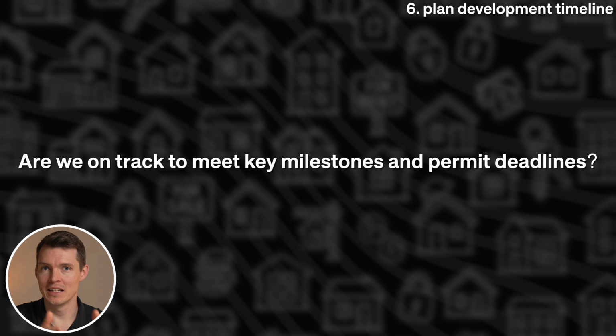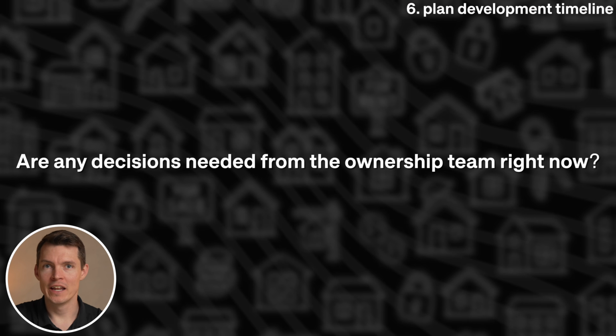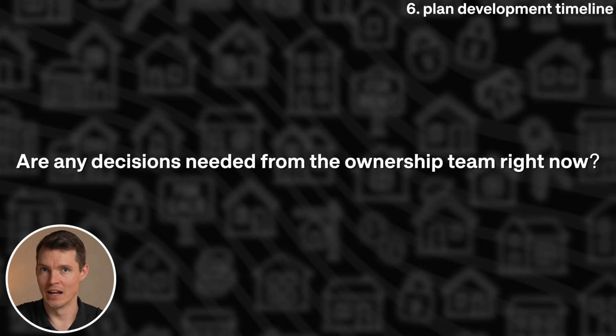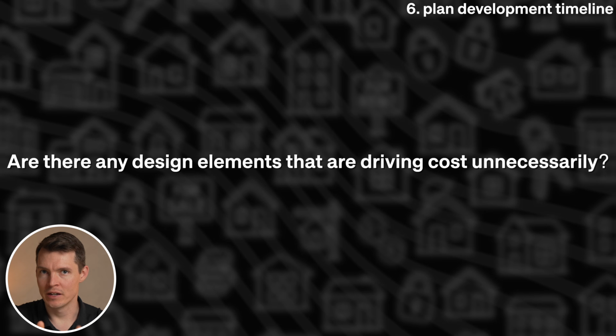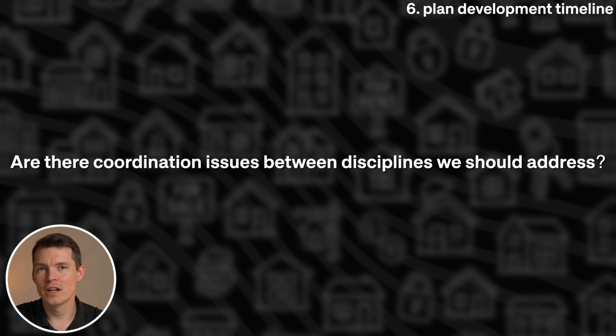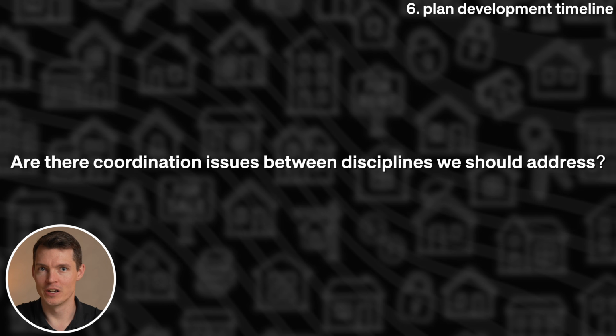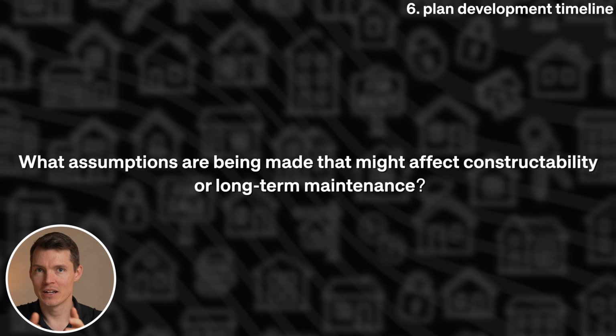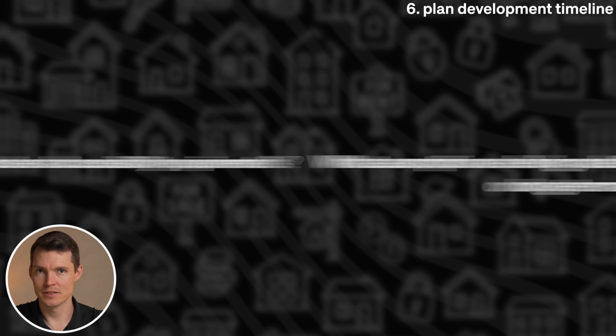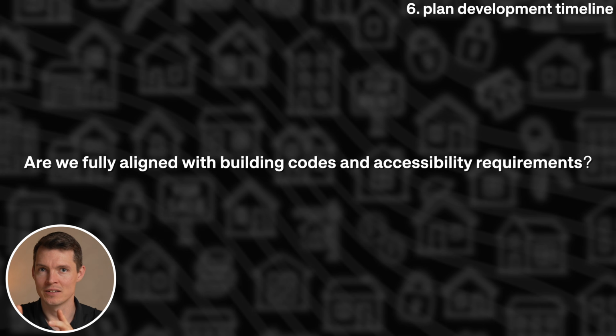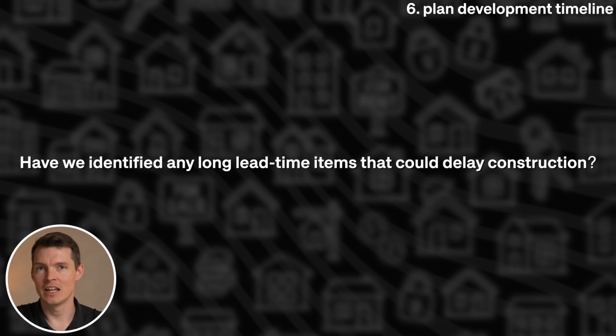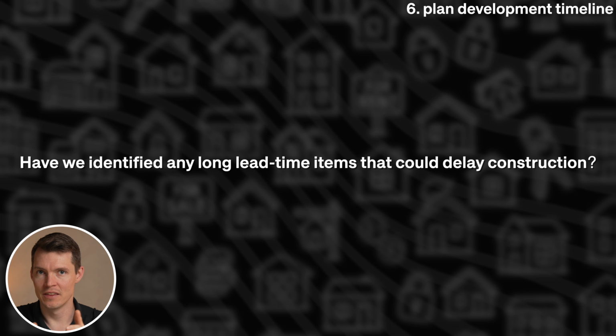Are we on track to meet key milestone and permit deadlines? Are any decisions needed from the ownership team right now? Are there any design elements that are driving up costs unnecessarily? Are there coordination issues between the disciplines that we should address? What assumptions are being made that might affect constructability or long-term maintenance? Are we fully aligned with building codes and accessibility requirements? Have we identified any long lead time items that could delay the start of construction?